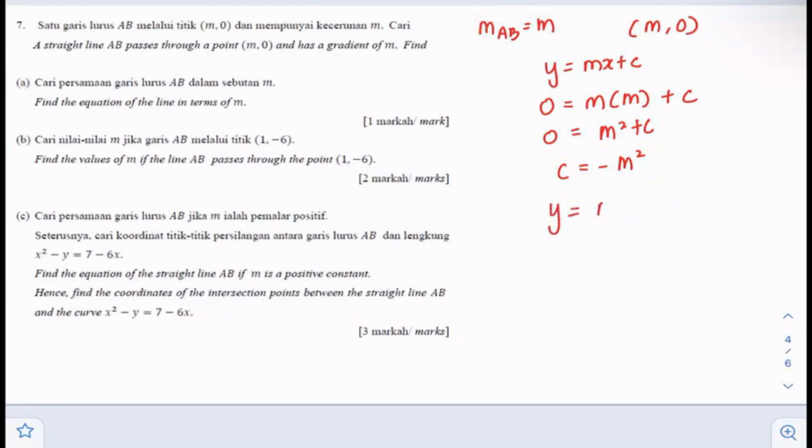So with gradient m and c equal to negative m squared, we can form the straight line y equal to mx plus c. The c is negative m squared, so y equal to mx minus m squared.